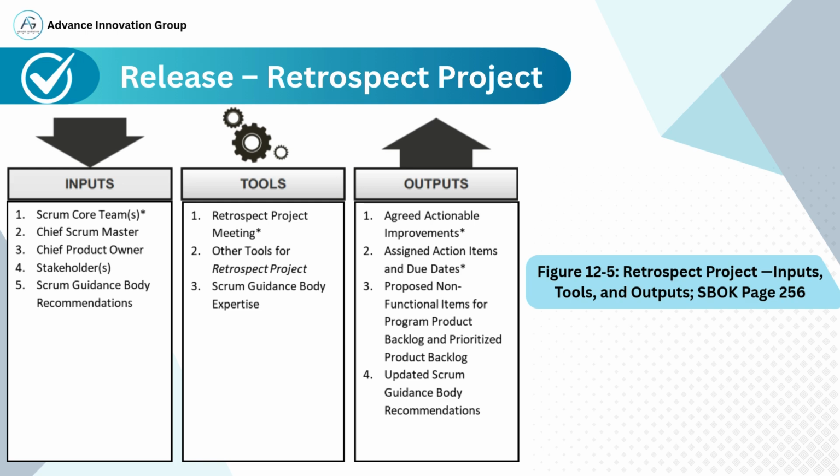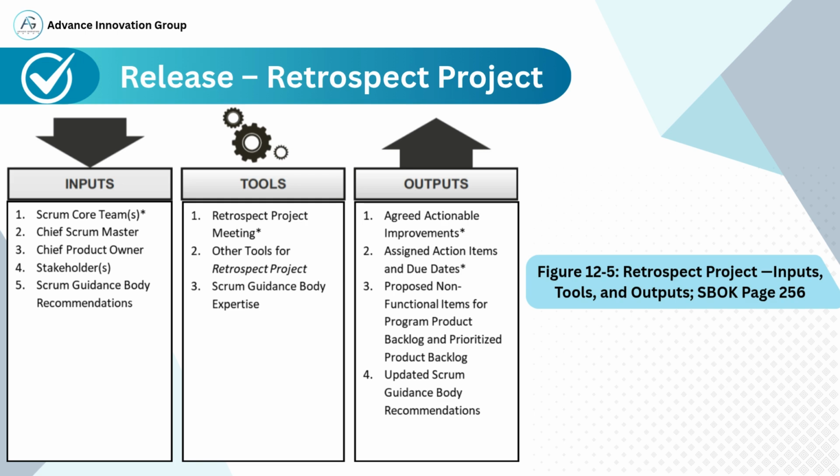Tools. 1. Retrospect Project Meeting. This is the core activity where all parties reflect on what went well and what didn't. 2. Other tools. Could be surveys, feedback forms, or root cause analysis. 3. Scrum Guidance Body Expertise. Offers expert recommendations and standardized insights.